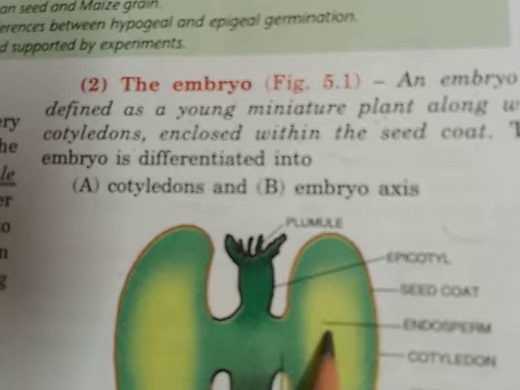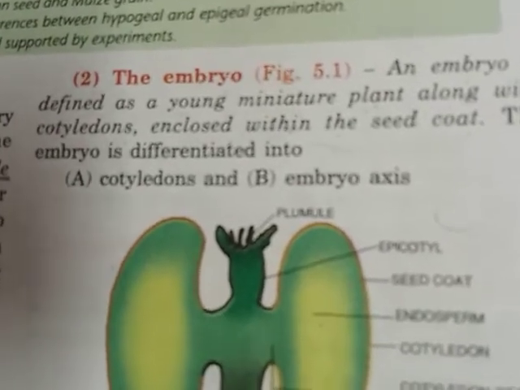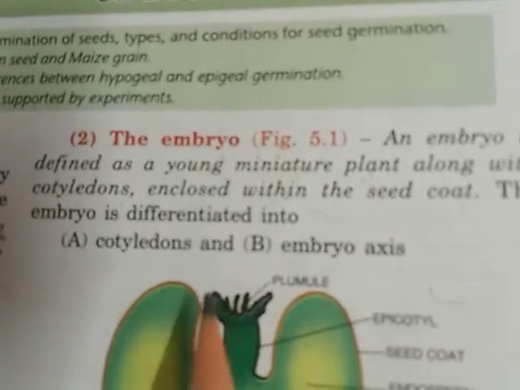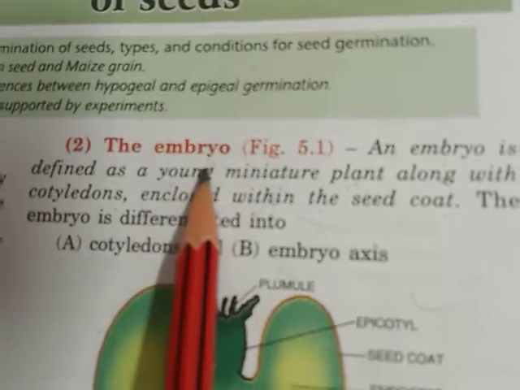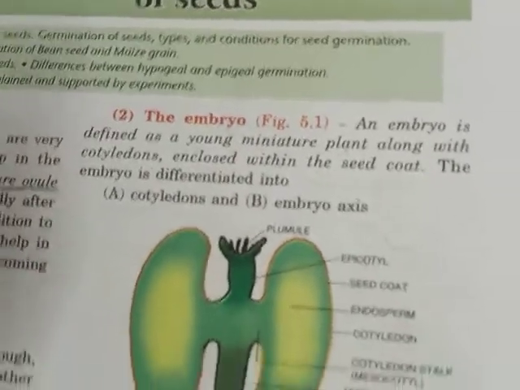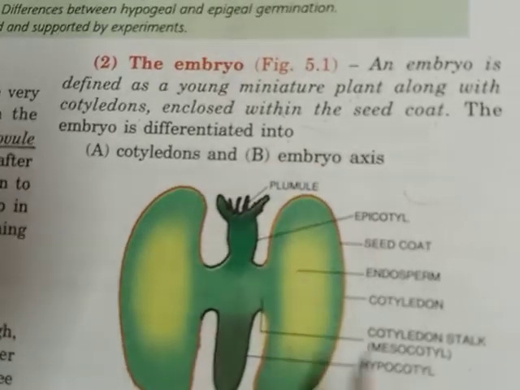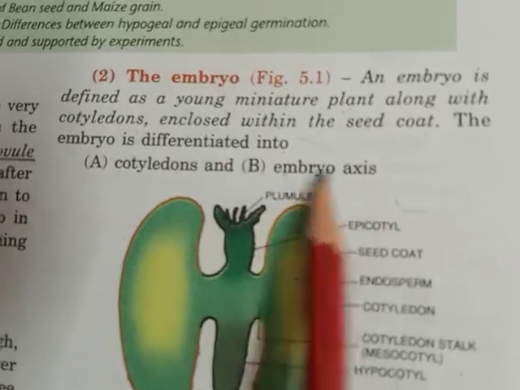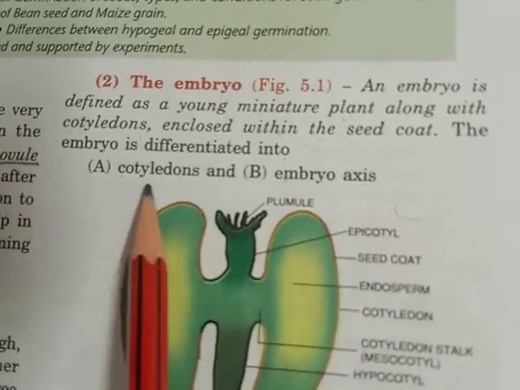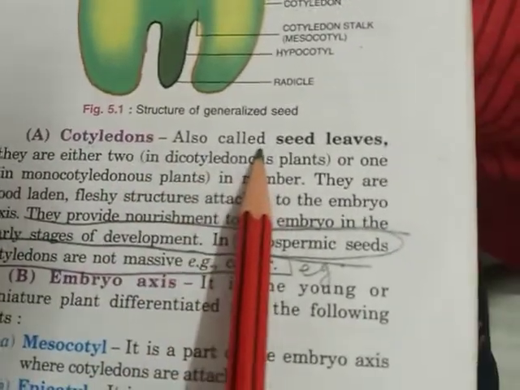So the cotyledons with the miniature plant enclosed by a seed coat form the embryo. The embryo is differentiated into cotyledons and embryo axis. Now see here, children, cotyledons are also called the seed leaves.